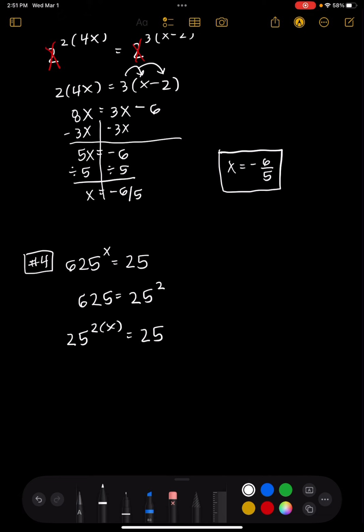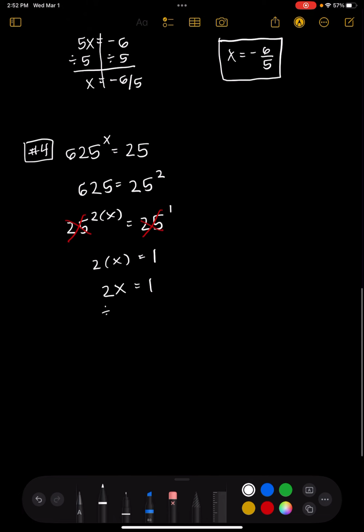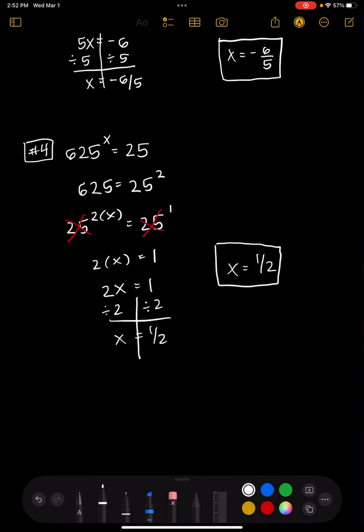Now, remember on all of those rules of exponents, when it doesn't have an exponent, we put a 1 there. We can also just put a 1 on this 25 over here because it doesn't have an exponent. So now we can cancel out the base numbers because they're both 25s. And we would have 2 times x is equal to 1, which is the same thing as just saying 2x is equal to 1. Then to solve for x, we divide each side by 2. And we get x is equal to 1/2, which is our answer. And there we have it, how to solve exponential equations.